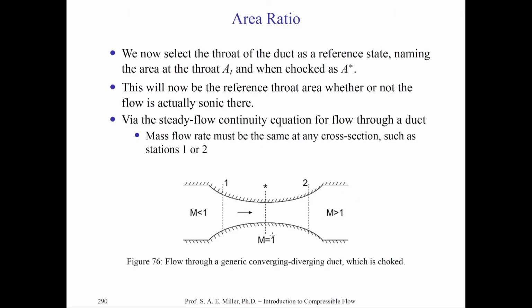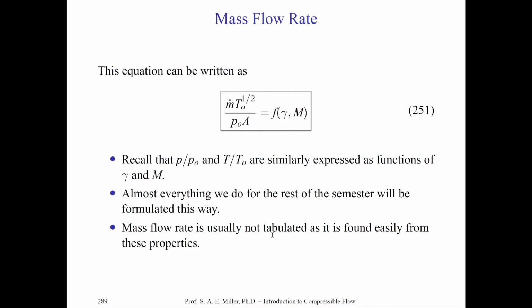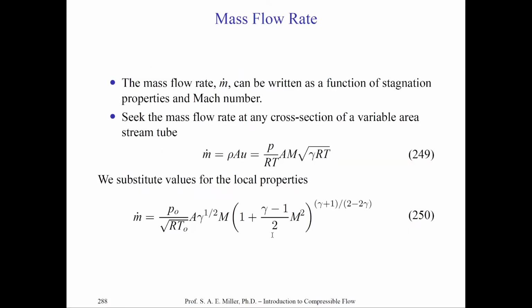M dot is constant. That means, of course, 251 applies to the whole flow, and of course 250 applies to the whole flow, and 249. These are three workhorse equations that you might be used to analyze these types of flows.